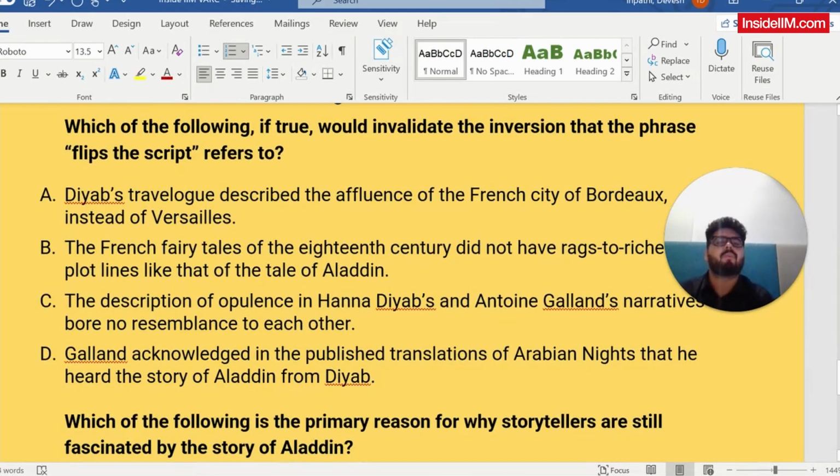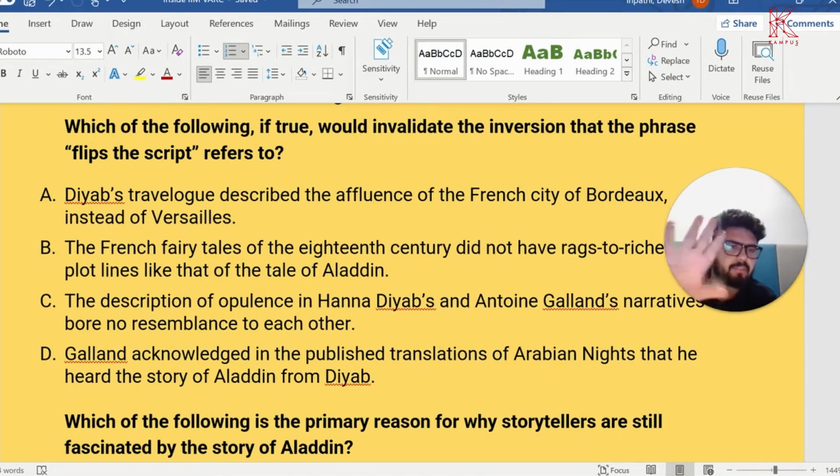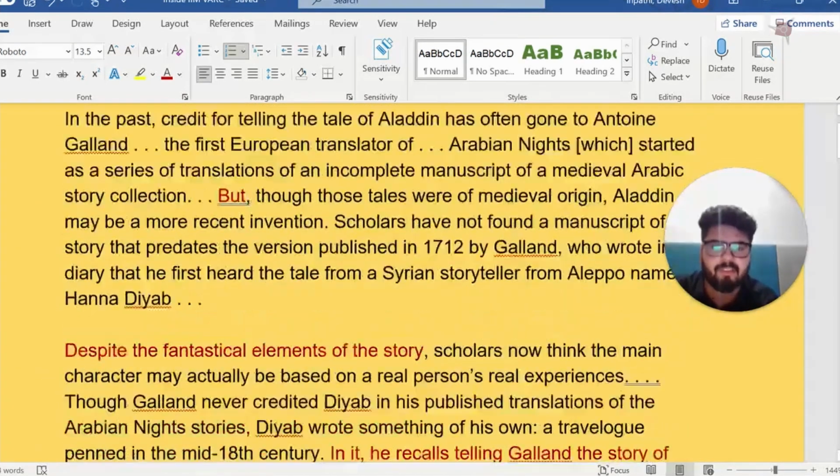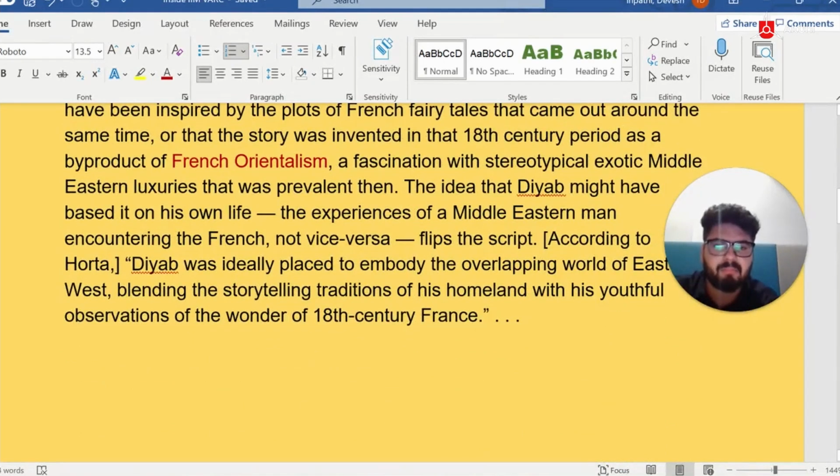Which of the following, if true, would invalidate the inversion that the phrase 'flips the script' refers to? As far as the passage is concerned, flip the script meant that the idea that Diab might have based it on his own life, the experience of a Middle Eastern man encountering the French, is not vice versa. The script was that the stories are written from the perspective of French Orientalism and not the other way around. That is, the Eastern man won't be coming to the West and dictating the story. So this was the flipping of the script. What would invalidate this flipping of the script?